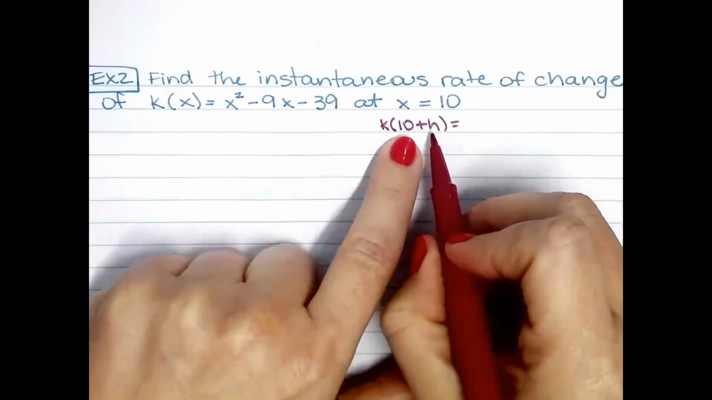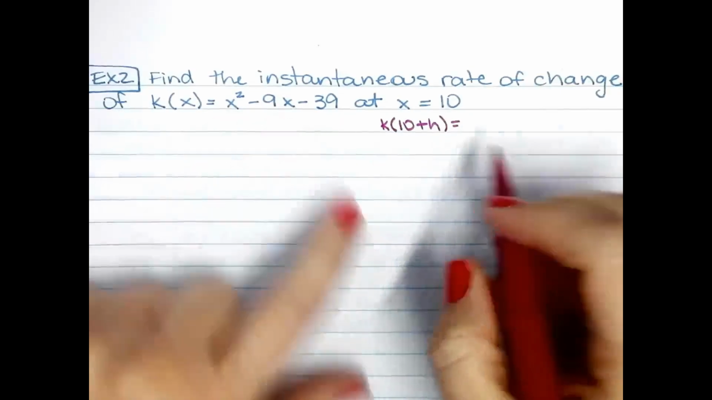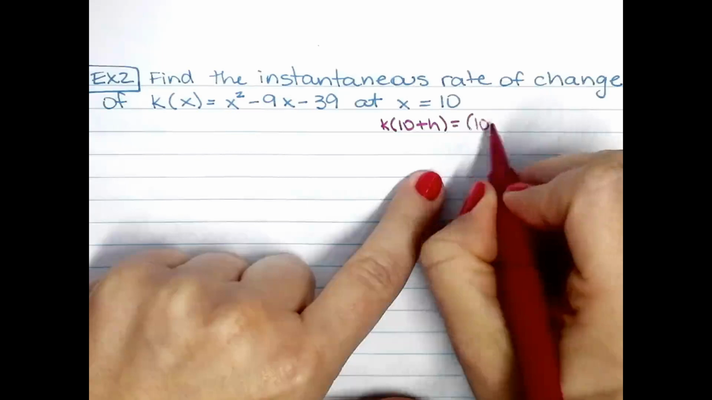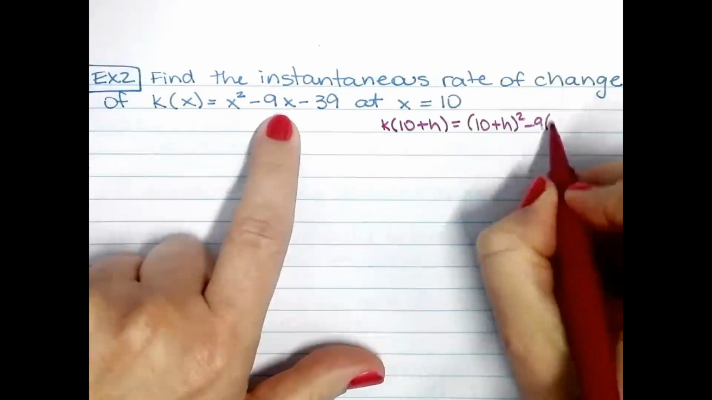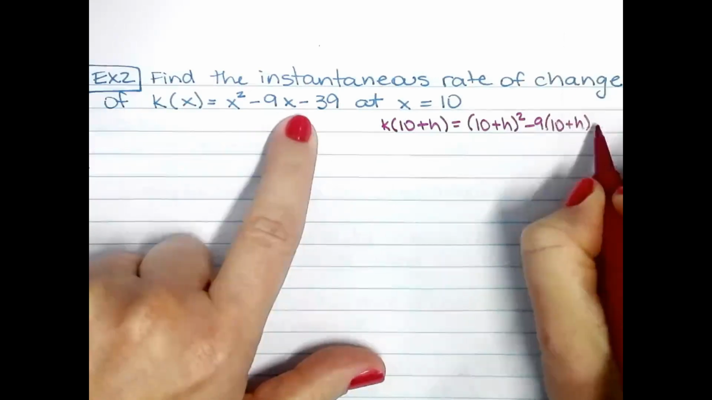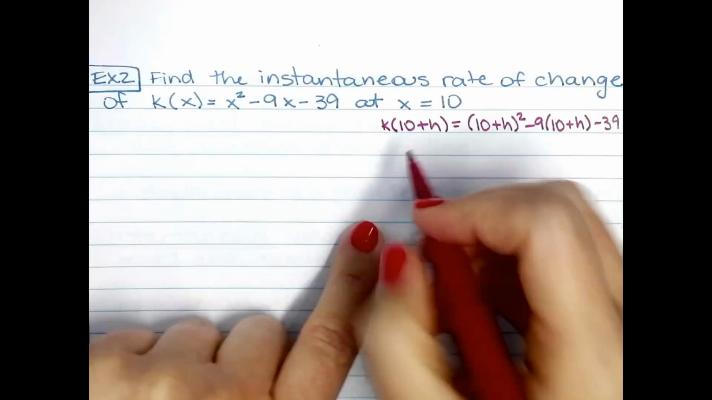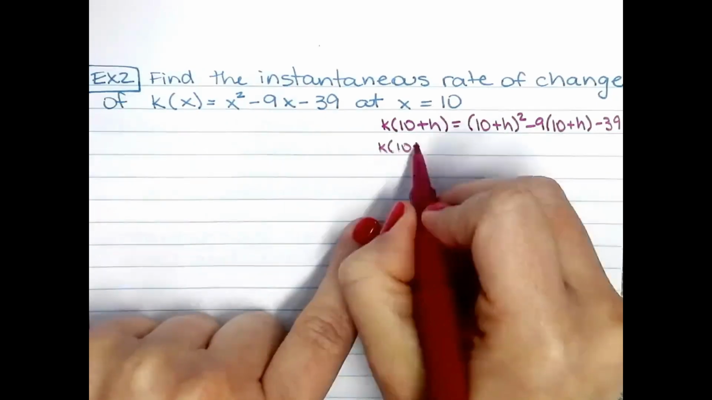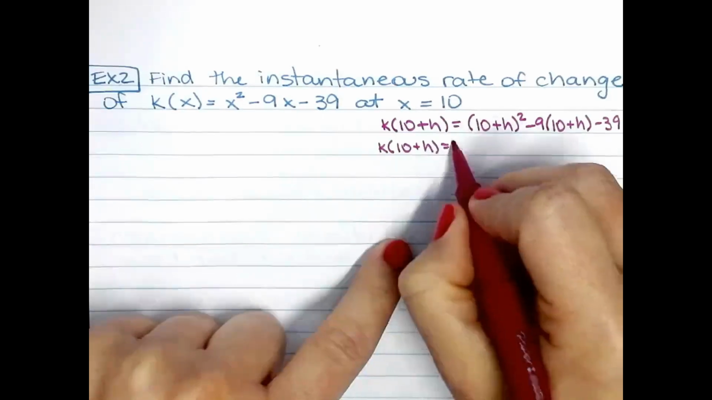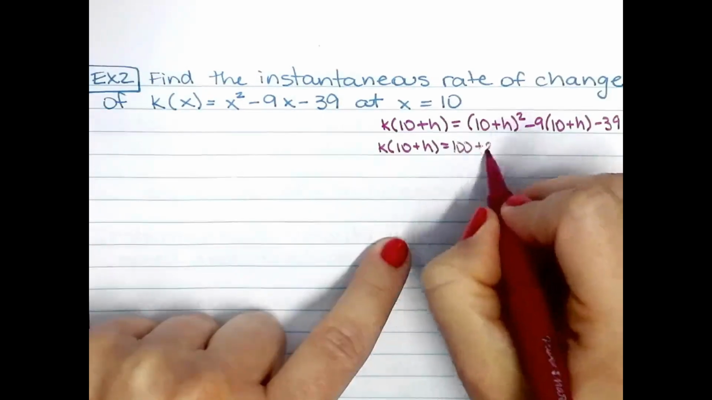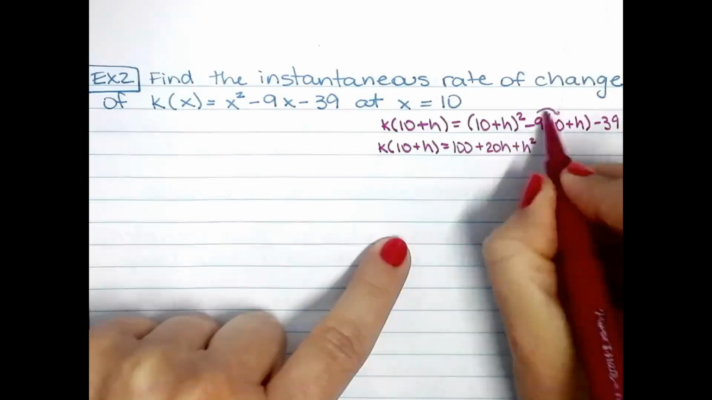And now we'll plug in 10 plus h on this x and for this x too. Okay, so (10 plus h) squared minus 9 times (10 plus h) minus 39. I'm going to clean that up. So expand the binomial here. Distribute negative 9.